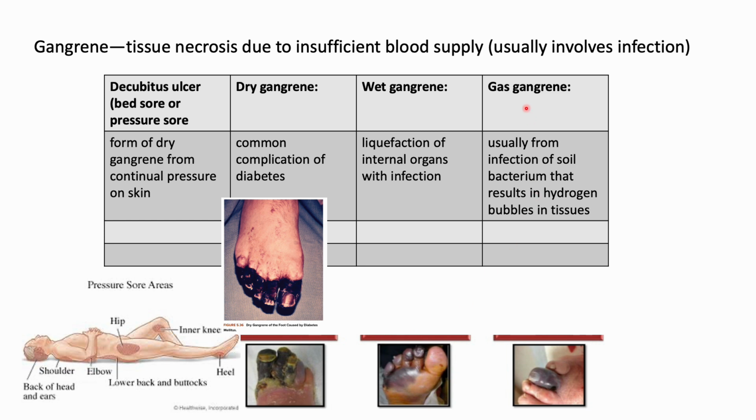We also have gas gangrene, usually from an infection of a soil bacteria, and they release hydrogen bubbles, giving you gas gangrene. And it's also called decubitus ulcers. Decubitus ulcers are bed sores or pressure sores. They are a form of dry gangrene from continual pressure on the skin.